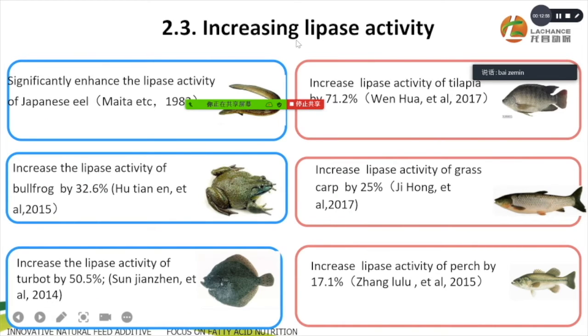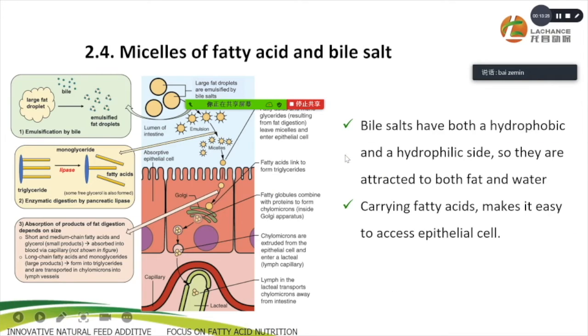From 1980, there has been plenty of research showing that bile acid increases lipase activity. I think from Japan, from China, and even some European countries. The animals include eel, frog, turbot, perch, grass carp, and tilapia. If you are interested, we can share the whole papers with our audience.